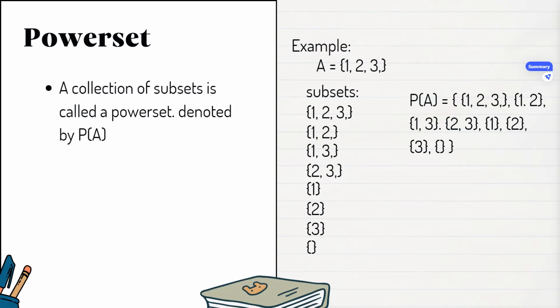Therefore, if we were to combine all these together, it is denoted by P, or power set of A is the set 1, 2, 3, 1, 2, 1, 3, 2, 3, 1, 2, 3, and null set or subset.